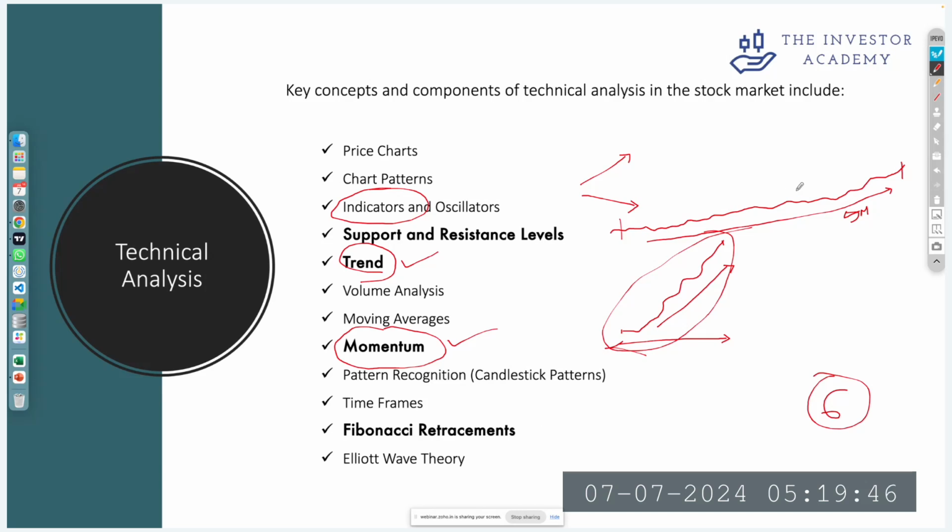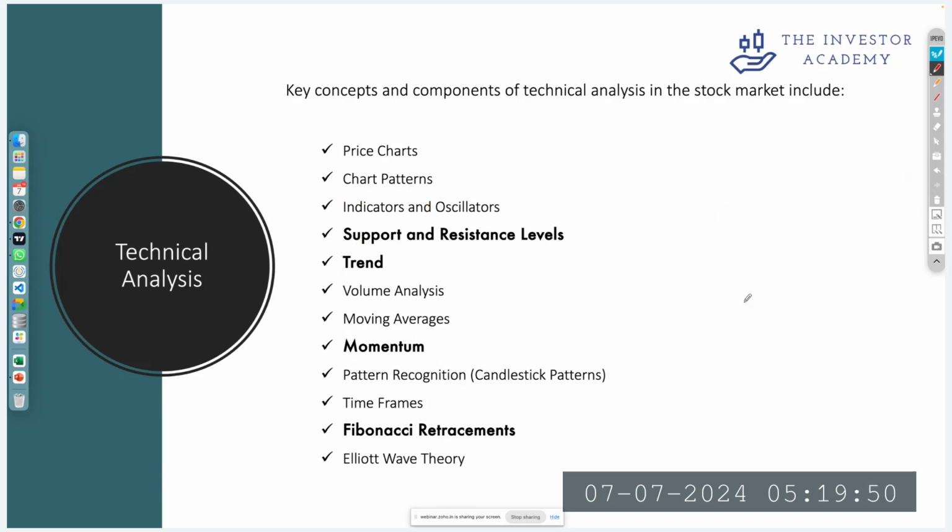And then there are a lot of other technical analysis people do, which are more complicated and advanced. So today we are not going to focus on many things. We will keep it simple. We'll probably focus on these 2 things. One is your trend and the second one is the momentum. How to find the trend, how to find the momentum, and then how to use it for our benefit.